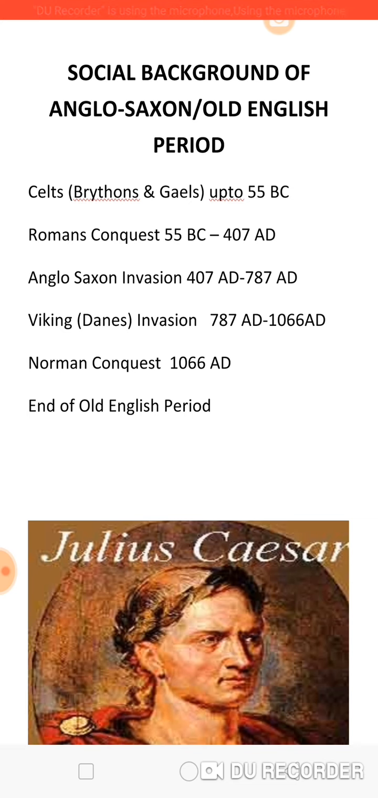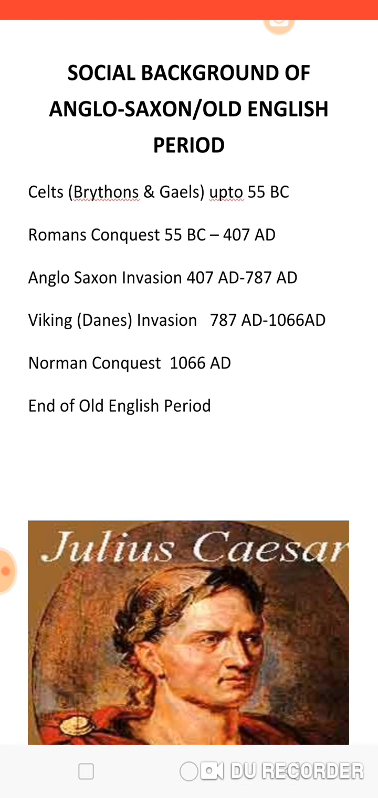And in 55 BC to 407 AD, we have this Roman conquest, which we shall see in detail now. And from 407 AD to 787 AD, we have the Anglo-Saxon Invasion. And from 787 AD to 1066 AD, we have the Vikings, that is the Danes invasion. And 1066 AD marks the Norman conquest, which brings the Old English period to an end. Now we shall see in detail.